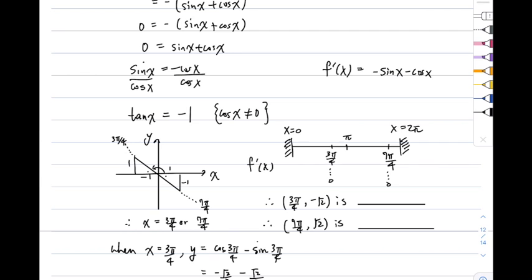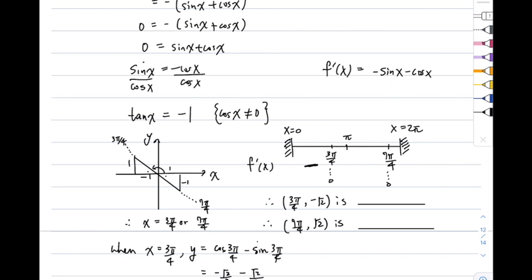Cosine of half a pi is 0, so we get negative 1. So we just get a negative value. Okay, and then we can plug in a value between 3/4 of a pi and 7/4 of a pi. Pi is a good value. Sine of pi is 0, so this is going to be 0.